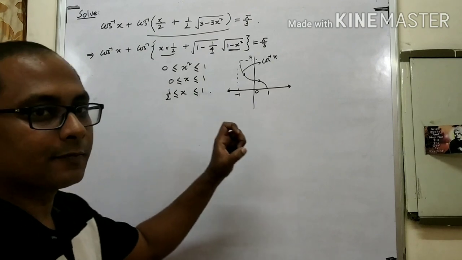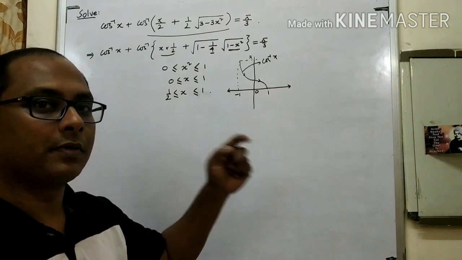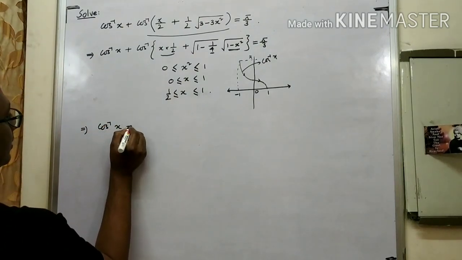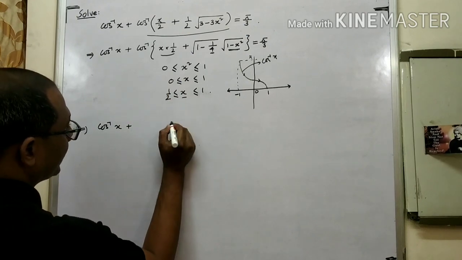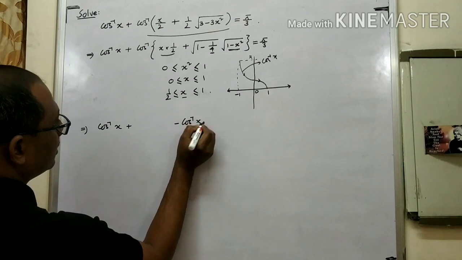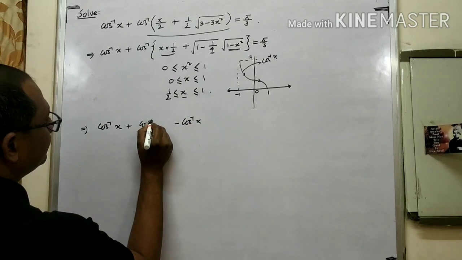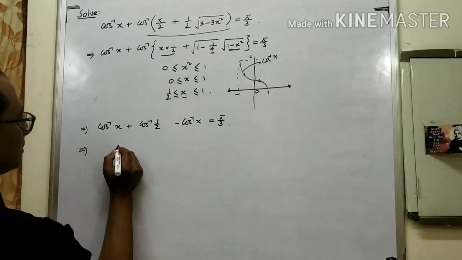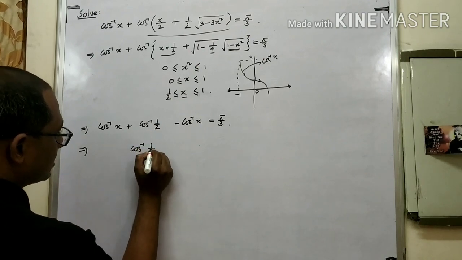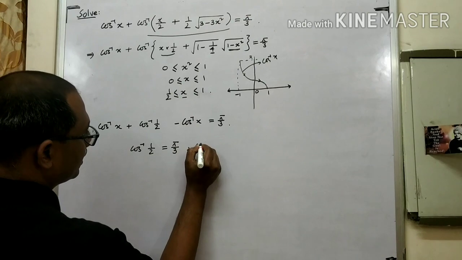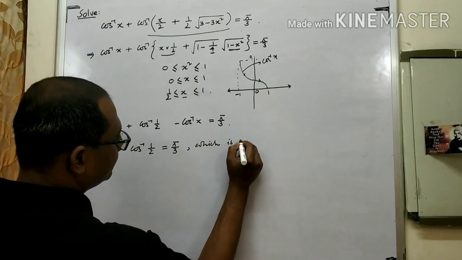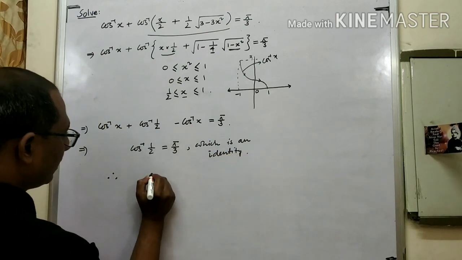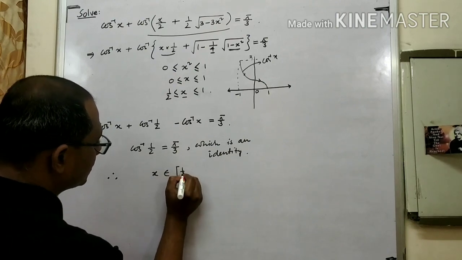In a decreasing function, when x1 is greater than x2, f of x1 will be lesser than f of x2. So we are going to use cos inverse of half minus cos inverse of x, since x is greater. And here we get cos inverse of half equal to pi by 3. Cos inverse x cancels, and we get cos inverse half equal to pi by 3, which is an identity. Therefore, the required values of x will be from half to 1.